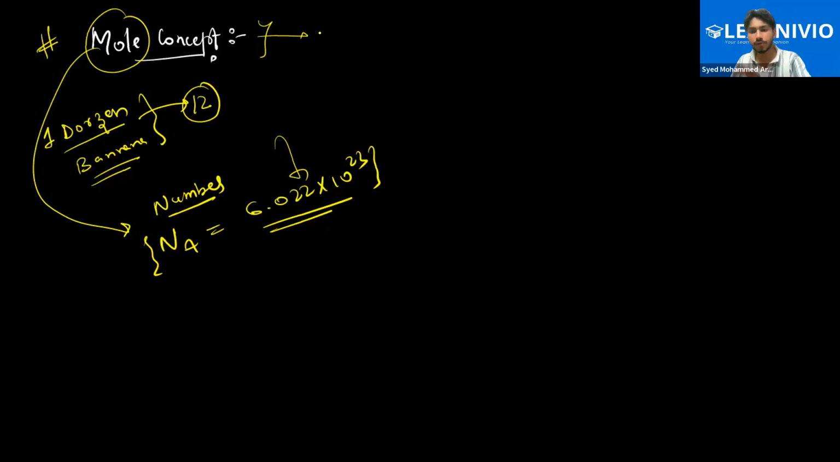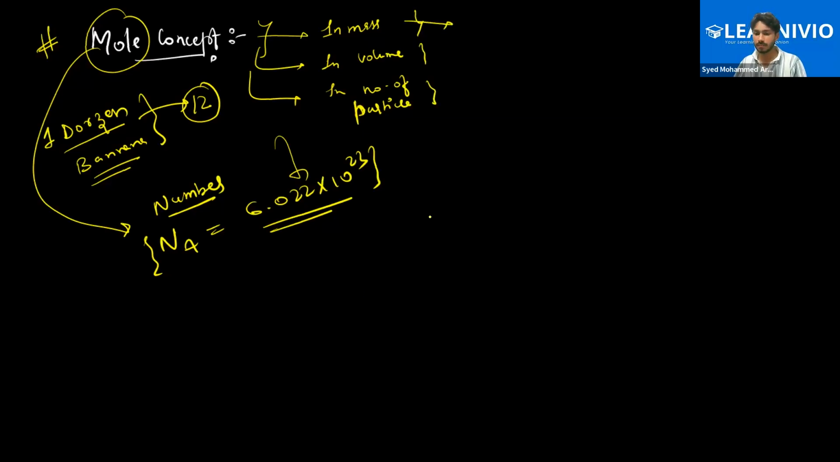So there are three ways that I'm going to associate the moles. The first one is in terms of mass. The second one is in terms of volume. The third is in terms of the number of particles. So there are three ways that I can calculate the number of moles. And what are the three ways? Let's take an example.